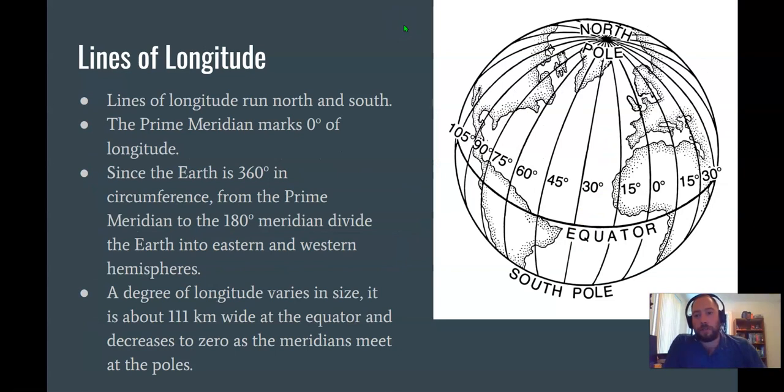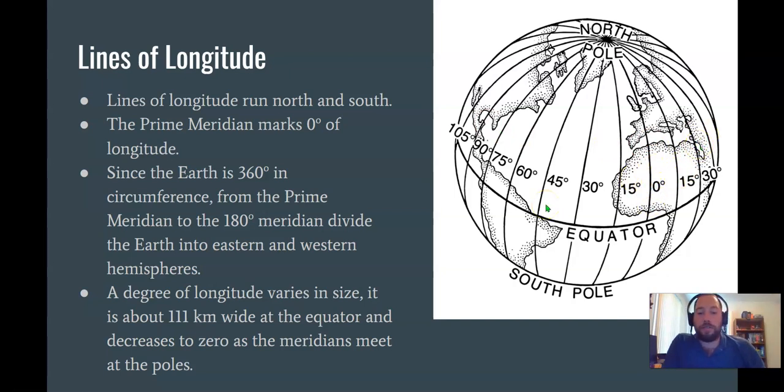Lines of longitude run north and south. The prime meridian marks 0 degrees of longitude. As we can see on the map, the line that is signified by 0 degrees actually runs through a city in England known as Greenwich. Since the Earth is 360 degrees in circumference, as any sphere is, the prime meridian at 0 degrees and the 180 degree meridian divide the Earth into eastern and western hemispheres. So anything that is west of that prime meridian is going to be the western hemisphere. And same for the eastern hemisphere, anything east of that 0 degree prime meridian line.